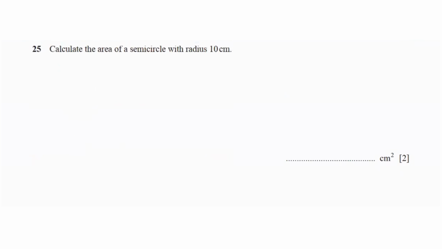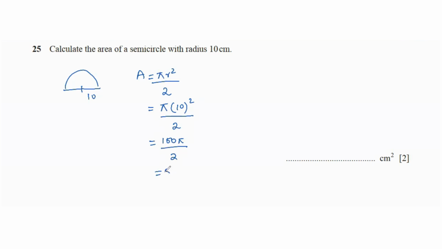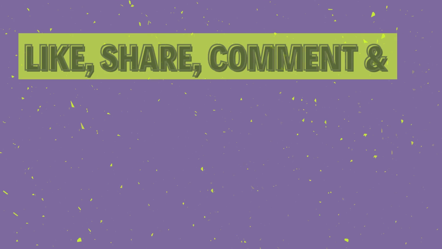Calculate the area of a semicircle with a radius of 10 centimeters. So this is a semicircle and this is our radius. So area for a semicircle is pi r square over 2, which means pi times 10 square over 2, 100 pi over 2, which is 50 pi, 157.1 centimeter square.